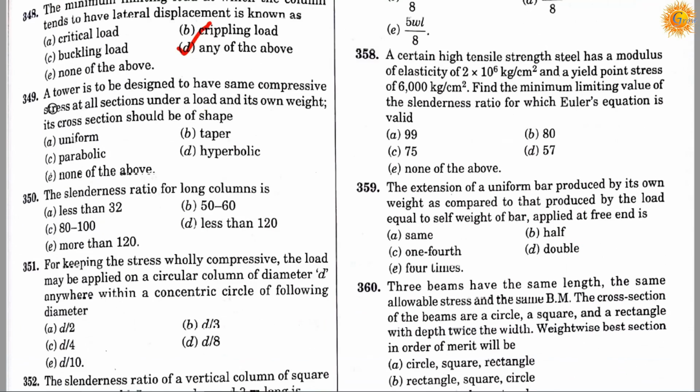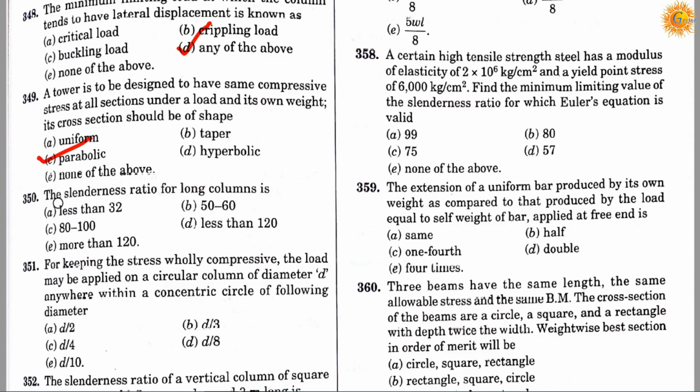Question number 349. A tower is to be designed to have the same compressive stress at all sections under a load and its own weight. Its cross section should be of shape option A uniform, option B is a taper, option C is a parabolic, option D is a hyperbolic, option E is none of the above. Correct answer is C. It will be parabolic.